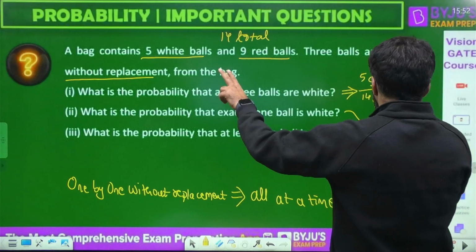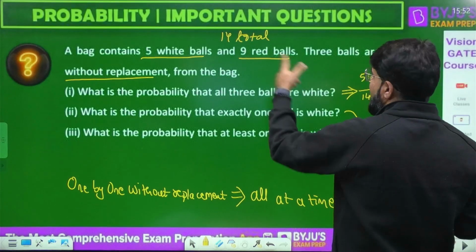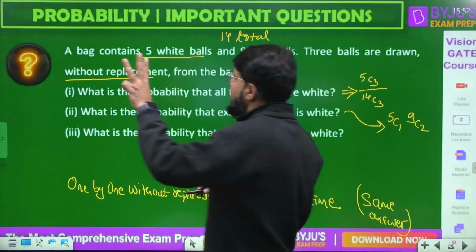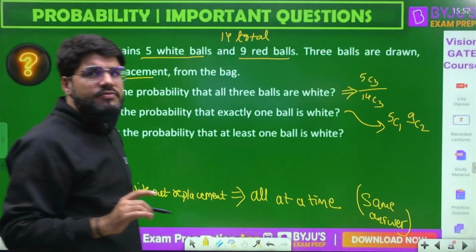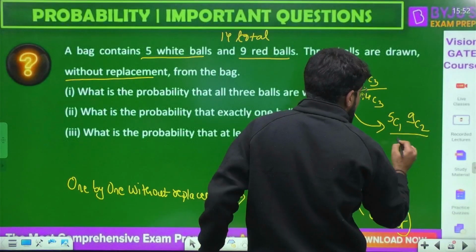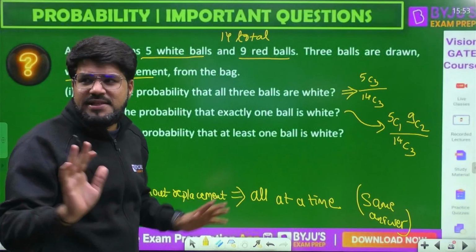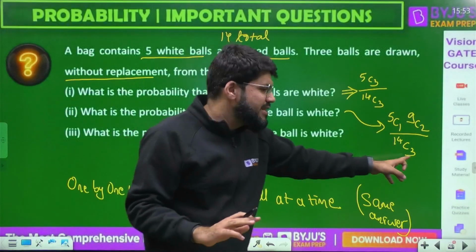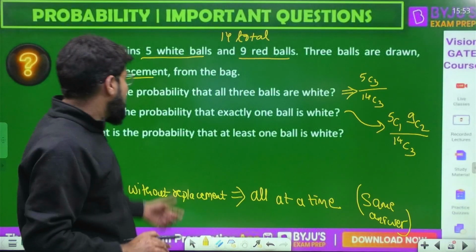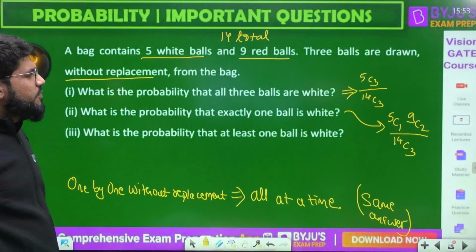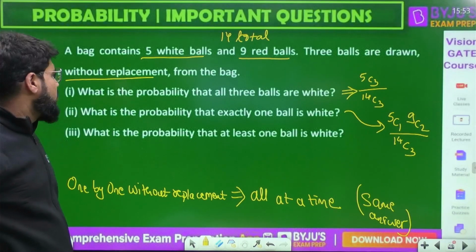So out of 5, I need 1 white, and out of the 9, I need 2 red balls. Total 3 draw kiya hai, total 3 balls are drawn. That is fixed. So 5C1 into 9C2 divided by total, meaning any 3 balls. Maybe 1 white, 2 white, 3 white, 0 white, anything can happen. Total means 14C3, any 3 balls out of 14. But I want exactly 1 white. So 5C1 into 9C2 divided by 14C3.